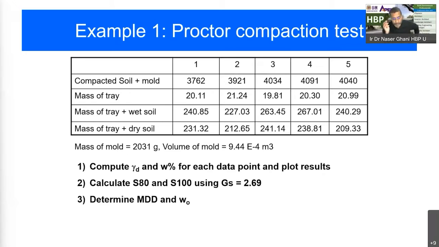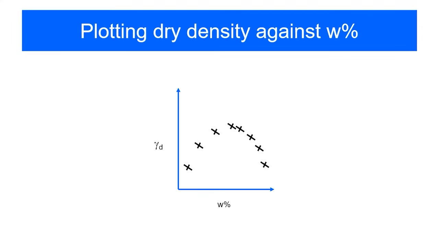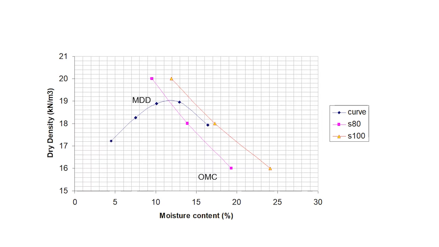If you go back to the Proctor compaction test, remember we did at least 5 compaction work in a mold to produce points for us to draw or to establish the maximum dry density and optimum moisture content chart, which will be referred to in order to ensure compliance of our site work.